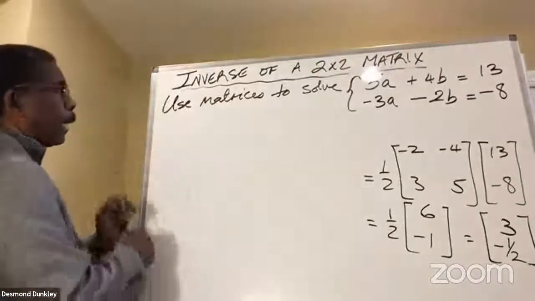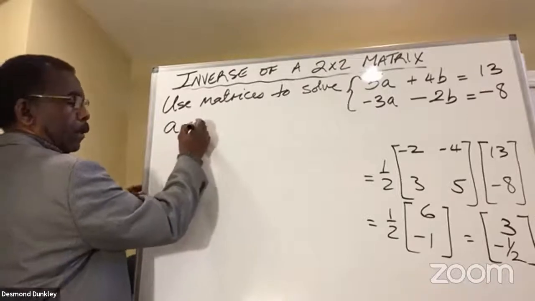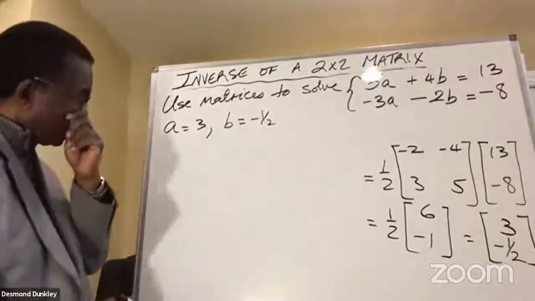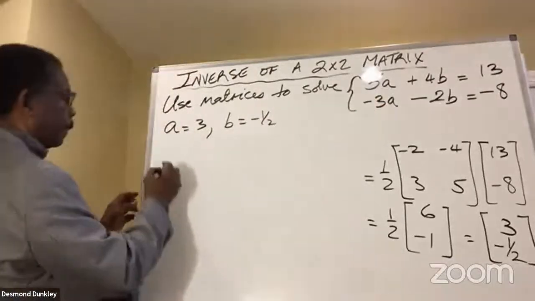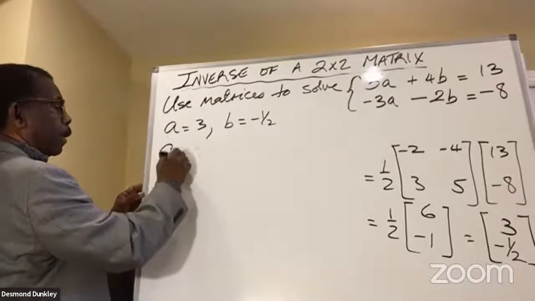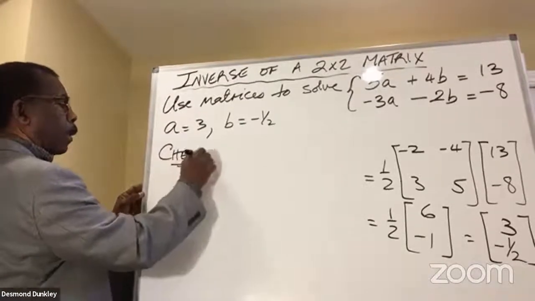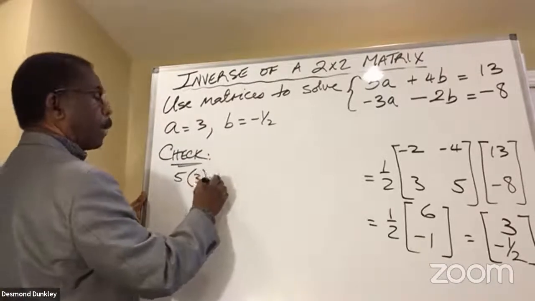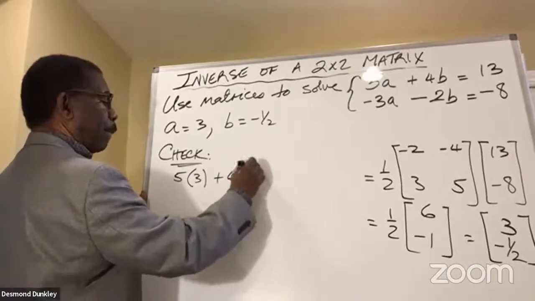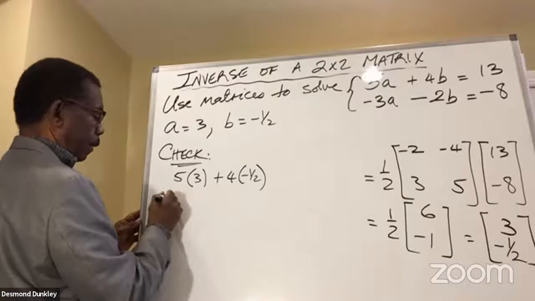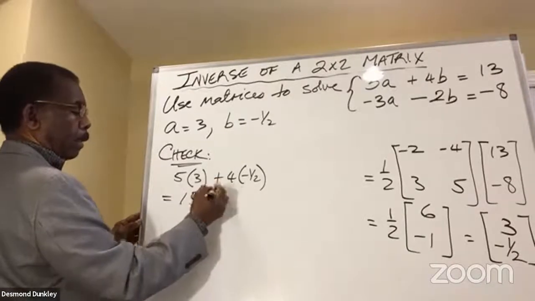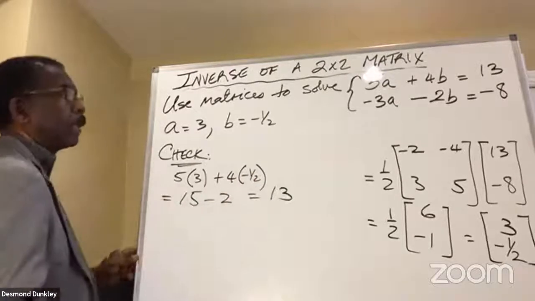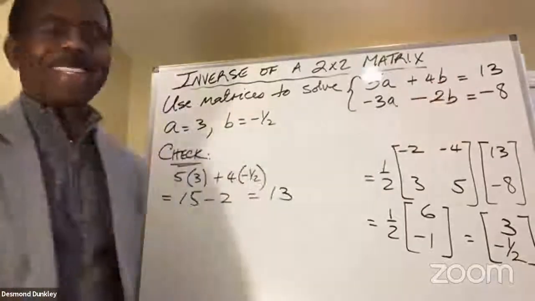Okay, so A is equal to 3, B is equal to negative a half. So we're checking. 5 times 3 plus 4 times negative a half. What is that equal to? It's going to be equal to 15. 4 times negative a half is negative 2, equal to 13. 13 is correct.